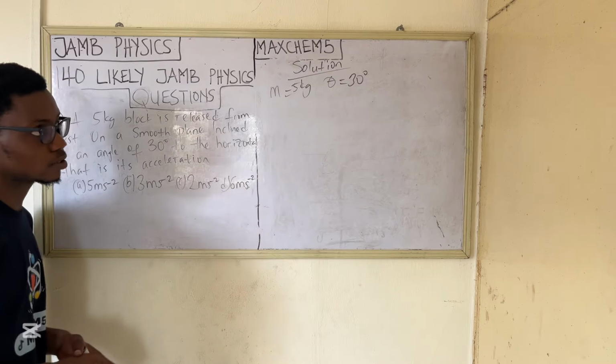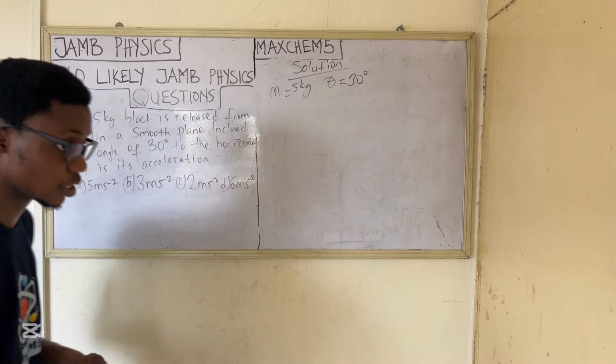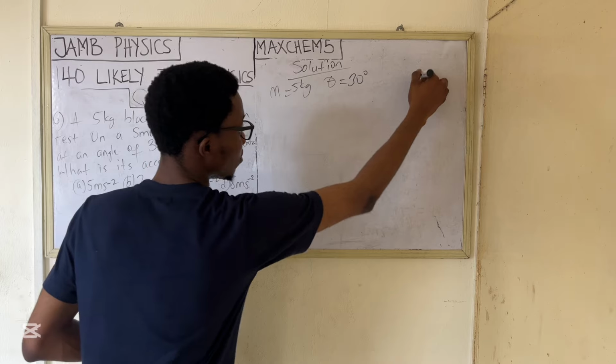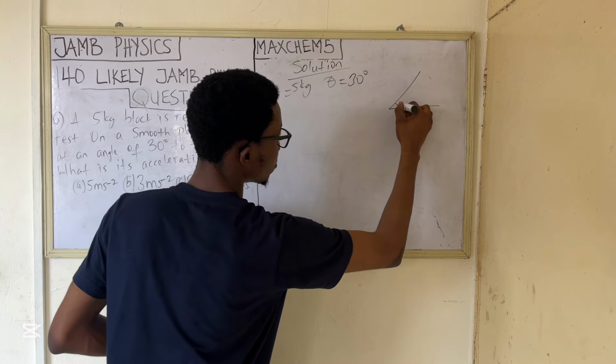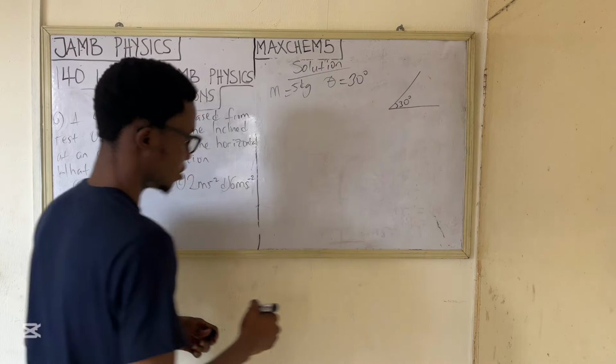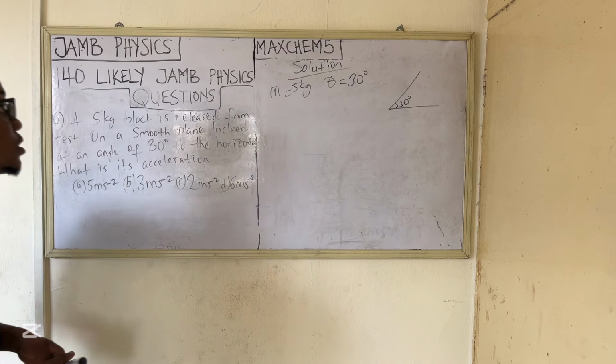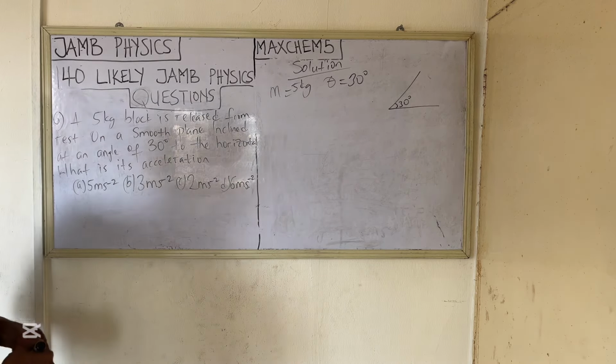So that means the block is inclined to the horizontal. That is the angle, 30 degrees. Now, what is its acceleration?